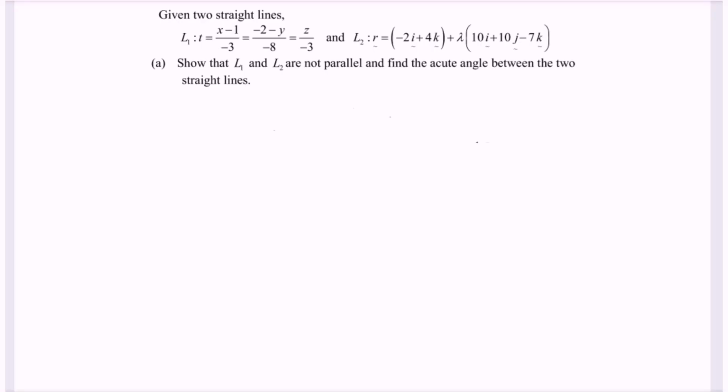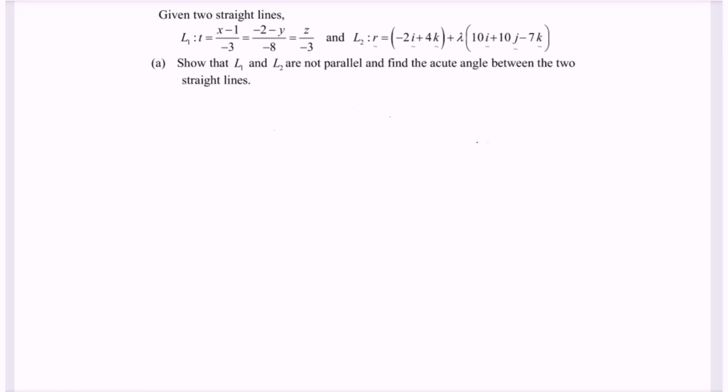Hello everyone, in this video I'm going to discuss the example for vector. Kindly refer to the question. Given two straight lines, L1 and L2. For L1 we have the Cartesian equation, and for L2 we have the vector equation. Show that L1 and L2 are not parallel and find the acute angle between the two straight lines.